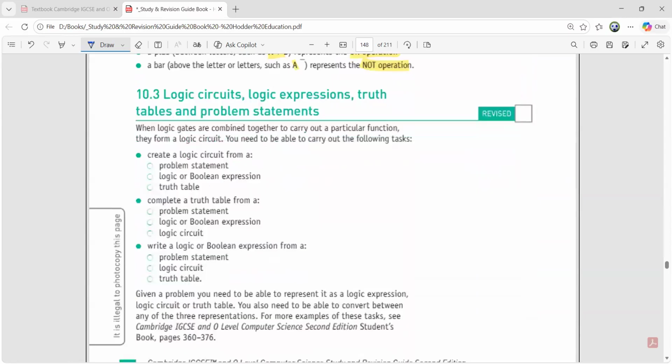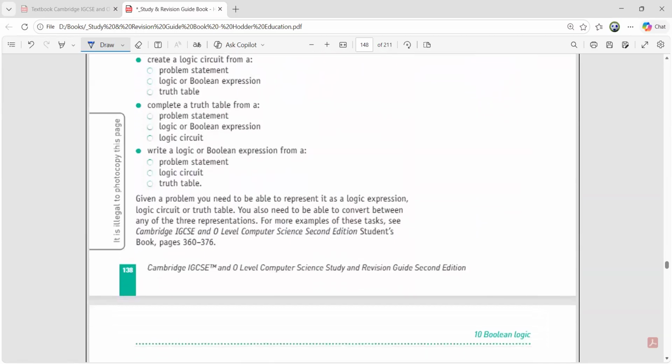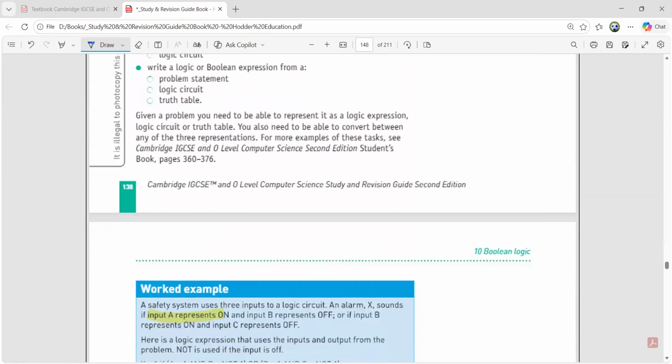Okay, now moving to the next topic, and that is logic circuits, logic expressions, truth tables, and problem statements. What are we supposed to do? You can see they have given you a problem, and you need to, first of all, understand what the problem is. Given a problem, you have to frame a logic expression, logic circuit, or truth table.